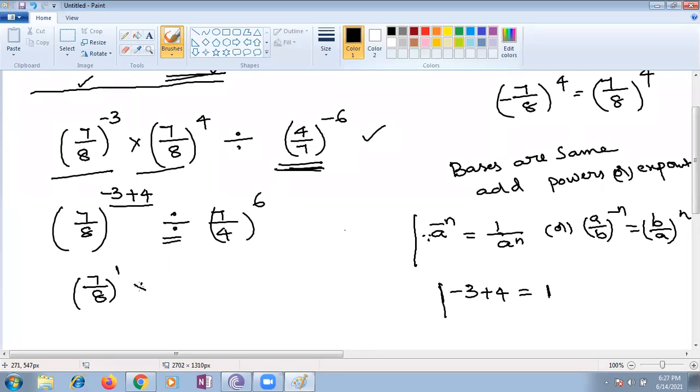Division becomes multiplication, meaning the reciprocal of 7 by 4. Reciprocal of 7 by 4 is 4 by 7. So this can be written as (4 by 7) whole power 6. Once you are getting 1 upon 7 to the power 6 and 4 to the power 6 upon 4 into 2.